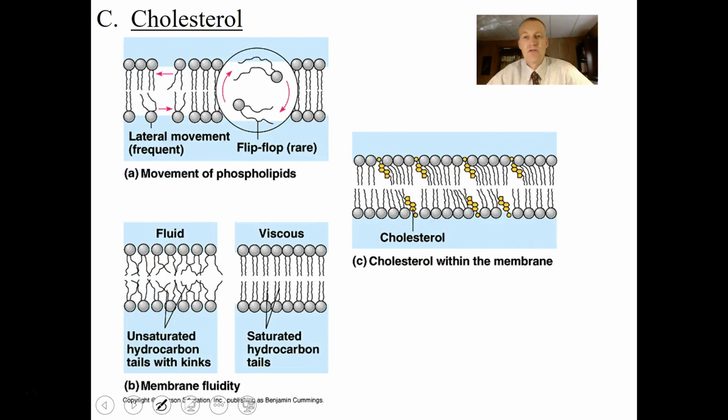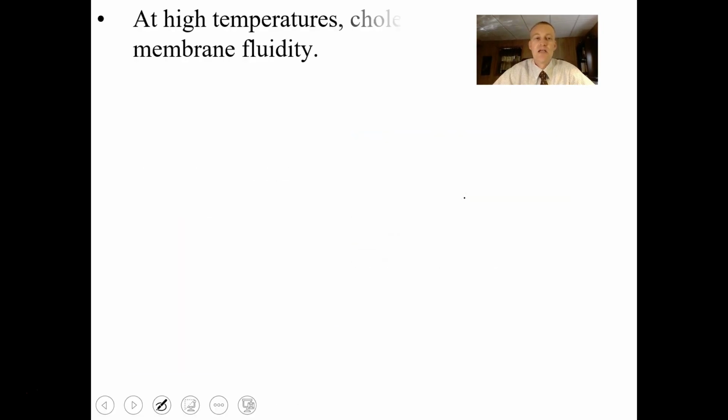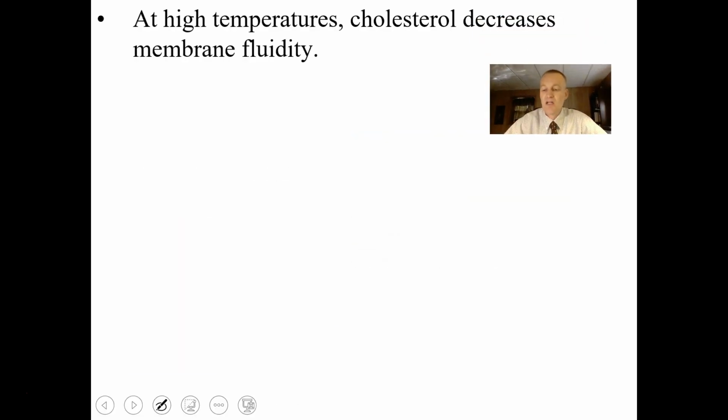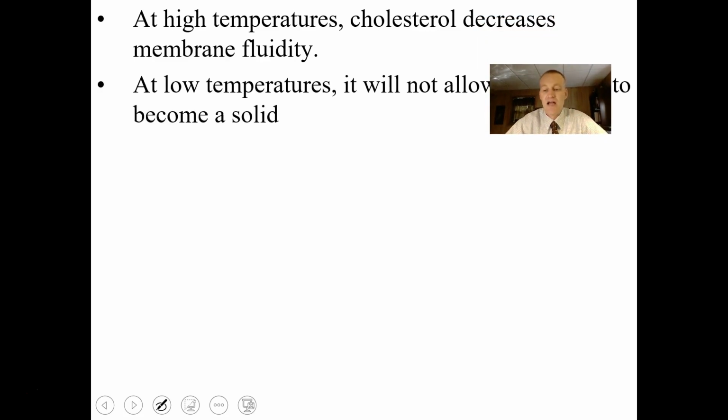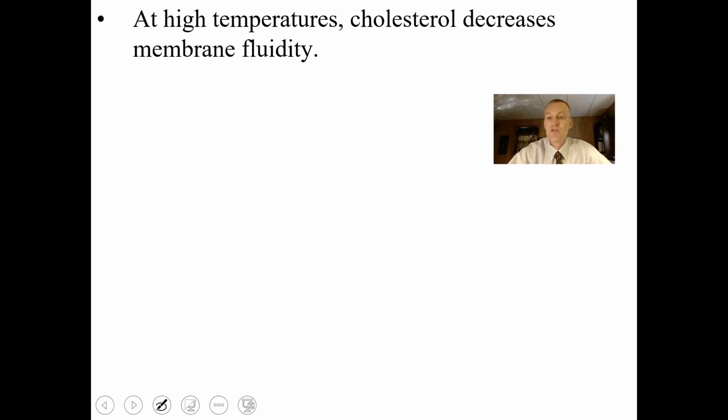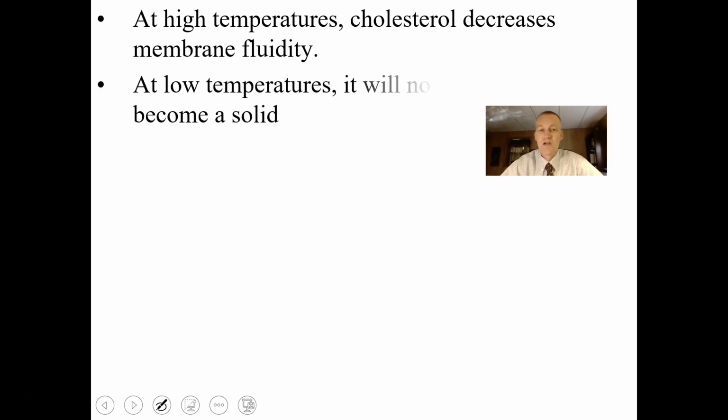Cholesterol is another important part of your cell membrane. It's pretty important. You can see how it's located down here in this little graphic. So there's your cholesterol serving the role. What cholesterol does is it helps at high temperatures to decrease the membrane's fluidity, so that at high temperatures the membrane doesn't become too fluid and flow off and the cell just open up and release all of its contents. At low temperatures, it will not allow the membrane to become a solid.